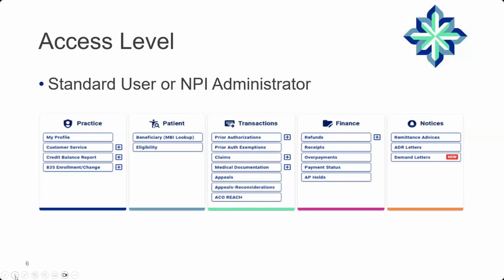Now, the picture shown here is of a standard user's homepage. The MPI administrator homepage looks similar, except they have an extra function that's titled Users, and that appears on that practice card between the My Profile and the customer service functions. The appeals option that we're going to cover today is going to be on that transaction card. We're talking about the fifth and the sixth function down, those fifth and sixth buttons there.